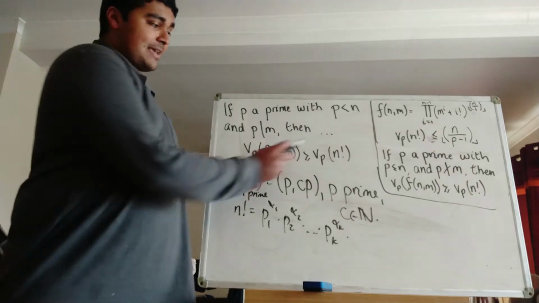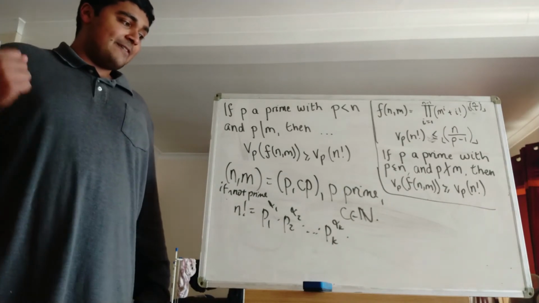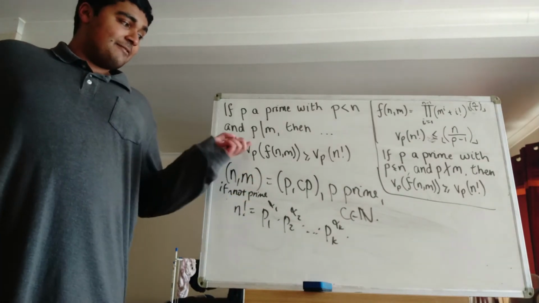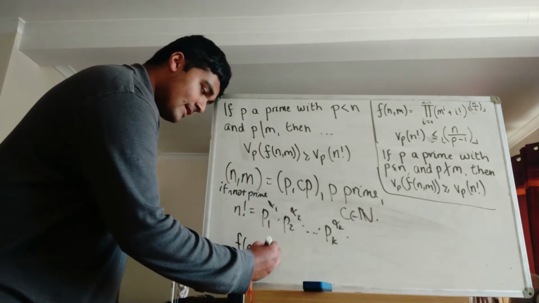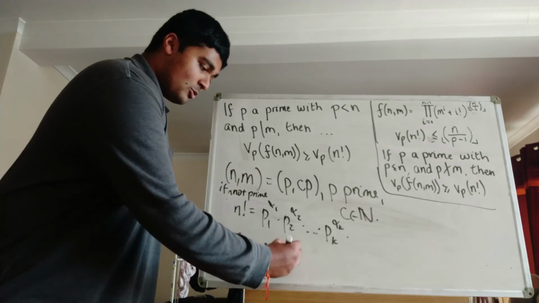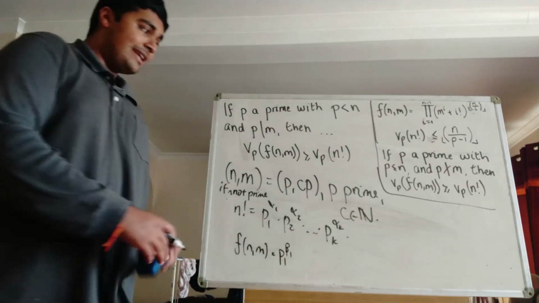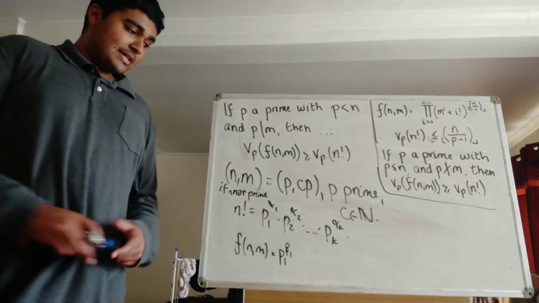But either way, we get the same conclusion, that VP of FNM is bigger than or equal to VP of n factorial. So what that means is that for each of these primes pi, we know that FNM is going to have a p1 in it to some power, which I'm going to call beta 1. But we know beta 1 here is going to be, because of this inequality here, bigger than or equal to alpha 1.